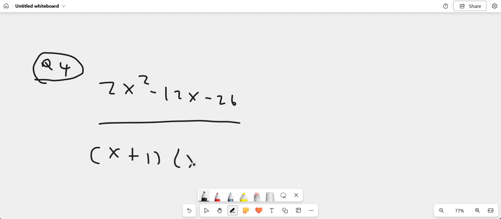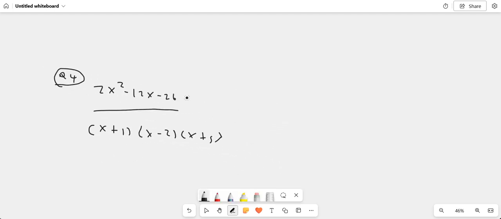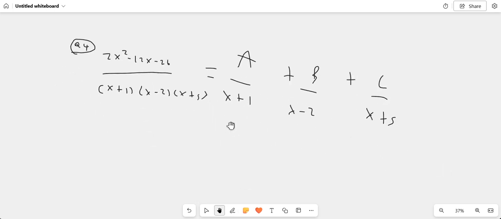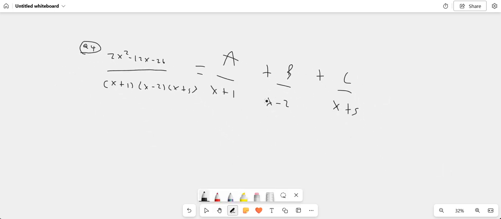Too fresh. X minus 2, x plus 5. Alright, cool. So now, because I've got 3 situations, there's 3 individual people for each one here. So a over x plus 1 plus b over x minus 2 plus c over x plus 5, yeah? Cool. And now cross multiplication, you're gonna do the same thing. So x minus 2 is gonna be times onto a, and also this guy's gonna be times onto a, yeah?